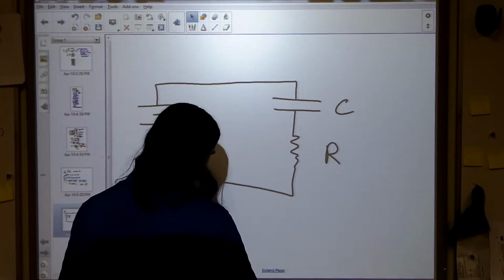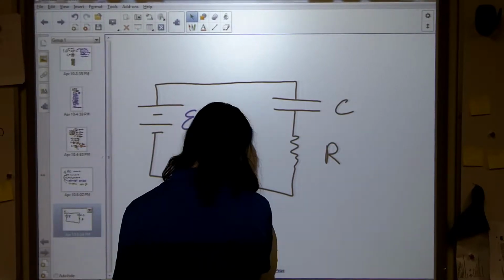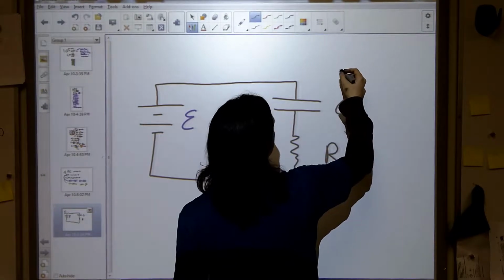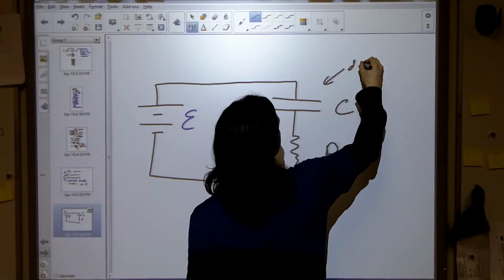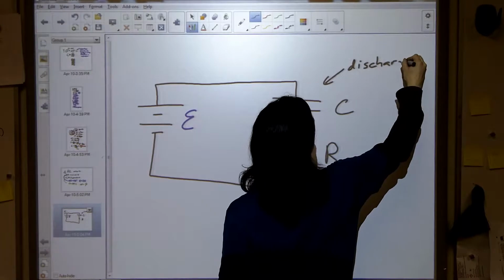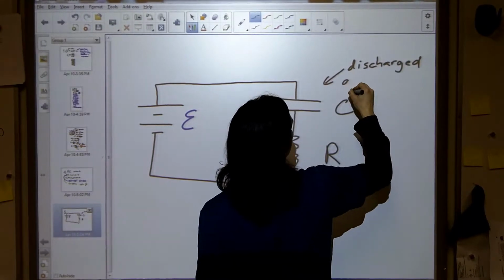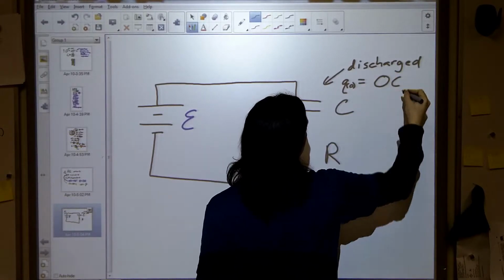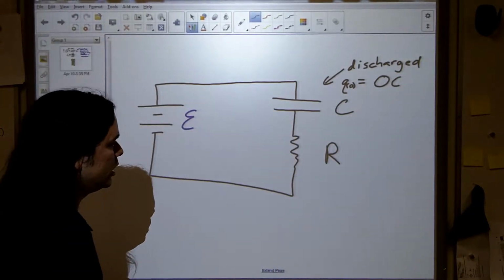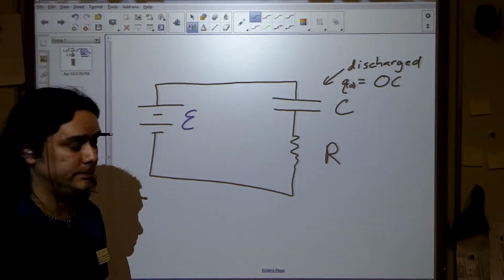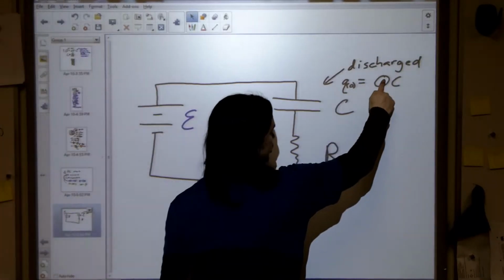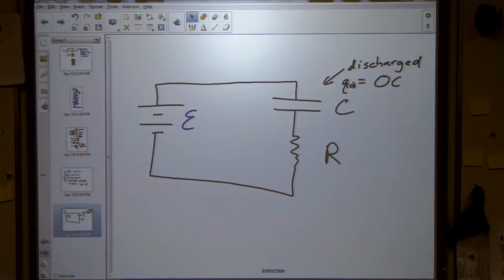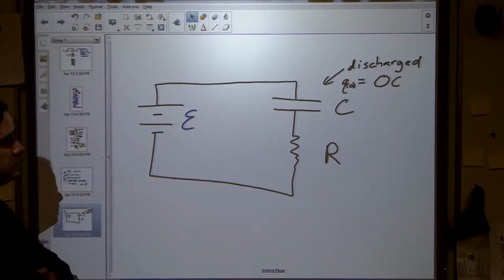All right. What I'd like to know is this. We're going to start off and say that the initial charge on the capacitor, I'm going to put it like this, we're going to say that it is discharged, and that q of 0 is equal to 0 coulomb. There's a lot of C's. Sorry. C in this case is for coulomb, and C in this case is for the capacitance. That being said, what I'm trying to say is there's no charge on the capacitor at time equals 0.